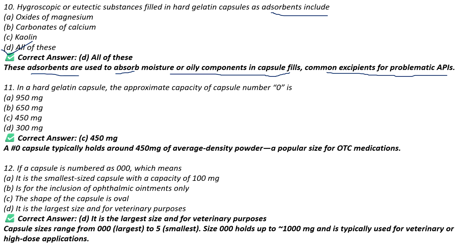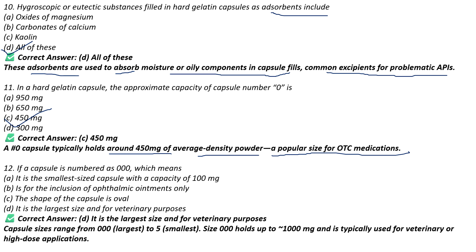So a zero number capsule typically holds around 450 mg of average density powder, a popular size for the OTC medications. OTC basically means over the counter medications, or the non-prescription medications. So we can say option C, that is 450 mg, is the right answer for this question. So moving on to the next question.